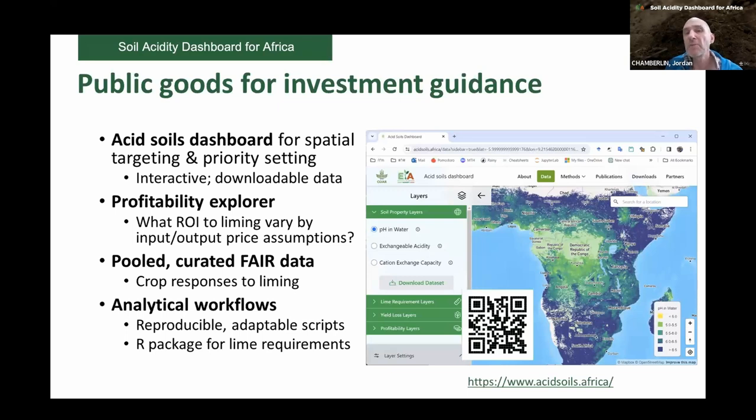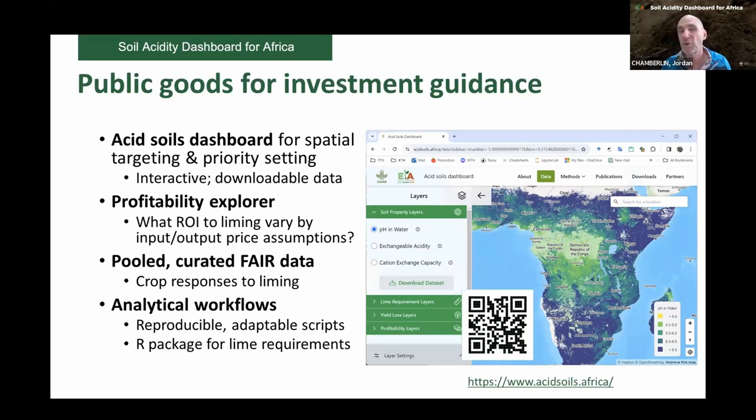Okay, so a lot of what we've been doing so far is assembling public goods, information products that enable decision-making at different scales. So Joan is going to walk us through the acid soil dashboard, which is capturing a lot of the data and guidance that we've been assembling so far. It's also where we're providing access to many of the scientific outputs. There's a profitability explorer to enable people to validate or test their assumptions about profitability conditions. I think you're going to see that in just a second.